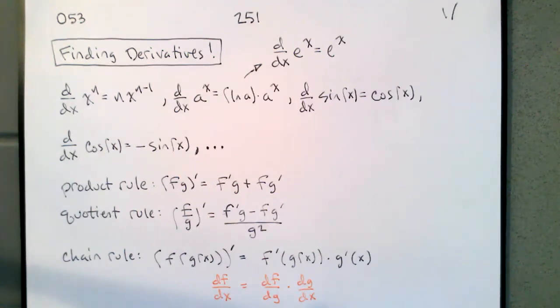Today, we're going to continue finding derivatives. We're in the middle of chapter 3. And we've talked about some base derivatives, the derivative of a power function, an exponential function, trigonometric functions, at least sine and cosine. And we've talked about the rules, the product rule, the quotient rule, and the chain rule for making combinations of these functions with multiplication, division, or composition.